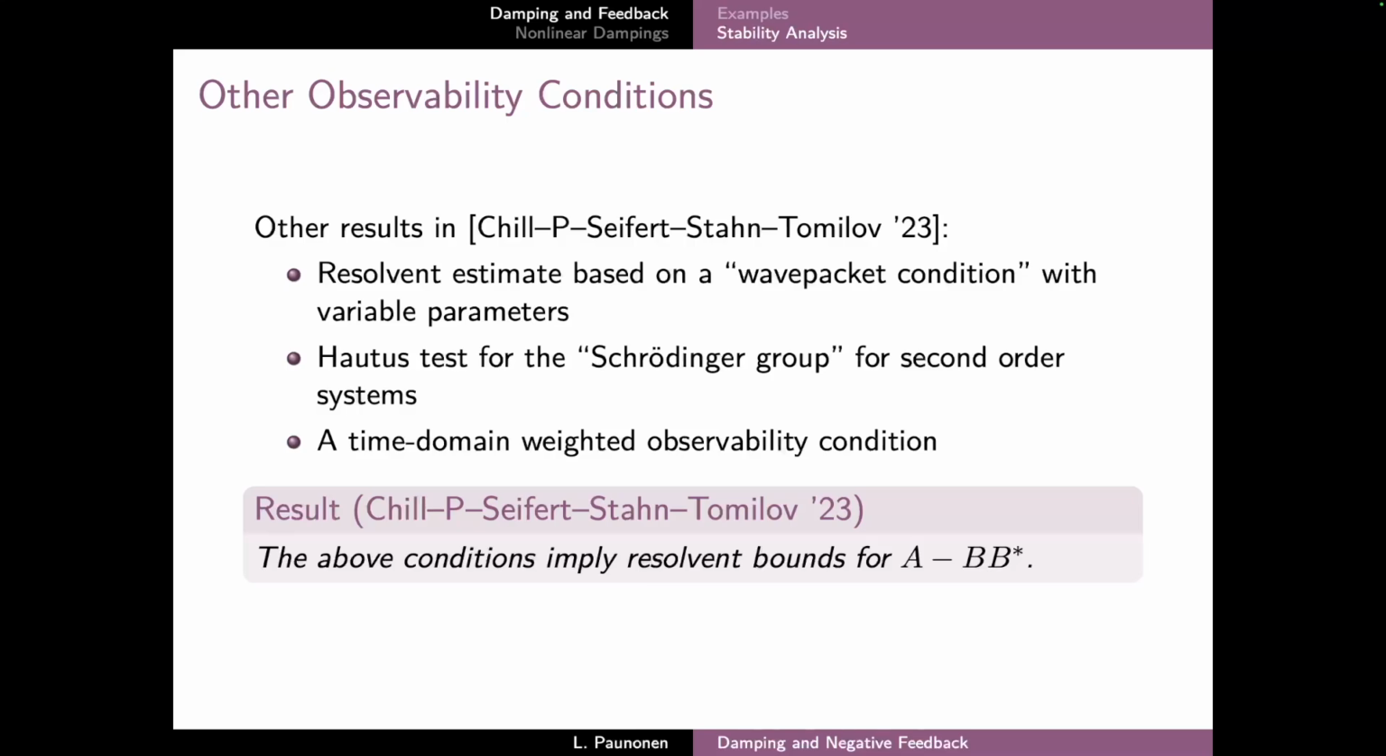And in each of these cases, we showed that the observability type condition in question implies a resolvent bound for the operator A minus BB star, and therefore also the stability and decay rate for our original equation.